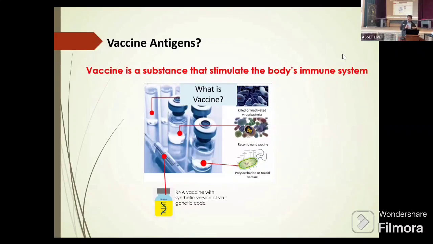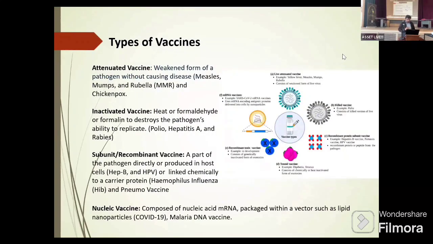And the recent vaccine that everyone talks about is the COVID vaccine. It has only the genetic material, the RNA, synthesized commercially based on the COVID RNA. So based on that, the vaccine has been classified. You need to have some definition of the vaccine based on the preparation: attenuated vaccine, inactivated vaccine, recombinant vaccine, or nucleic acid based vaccine.